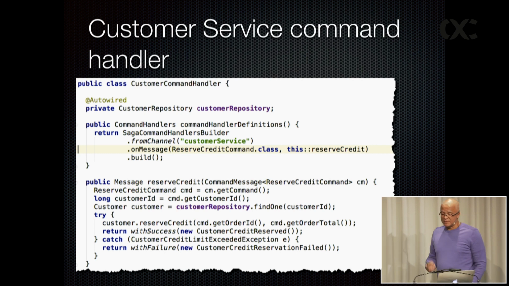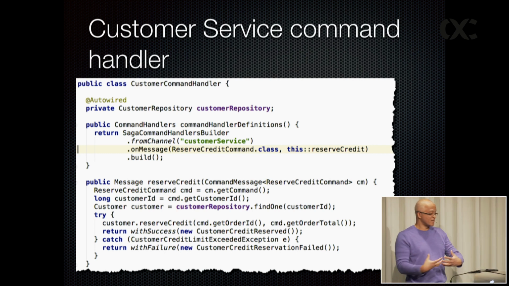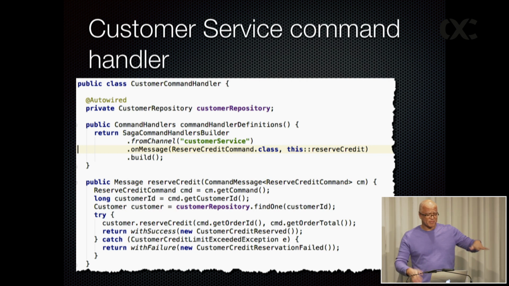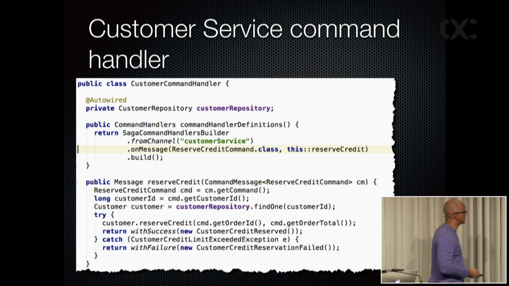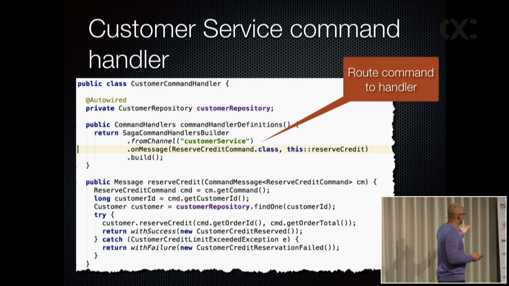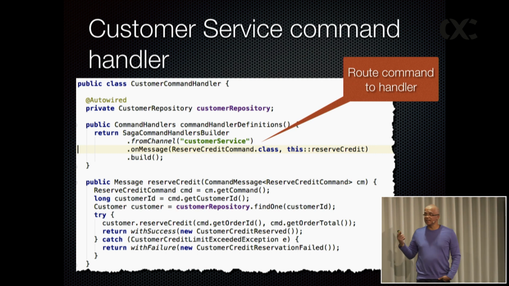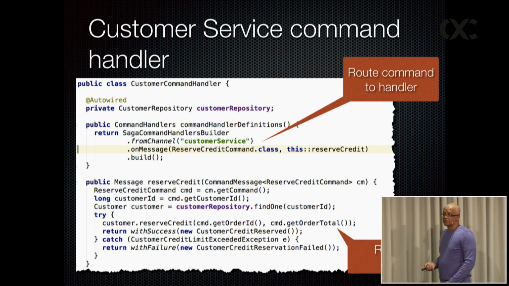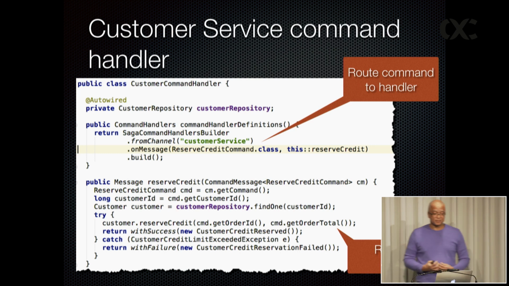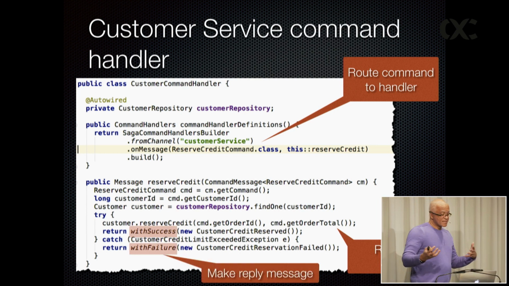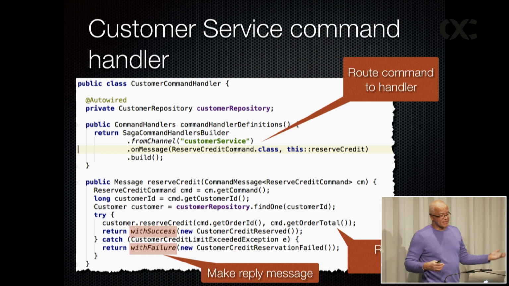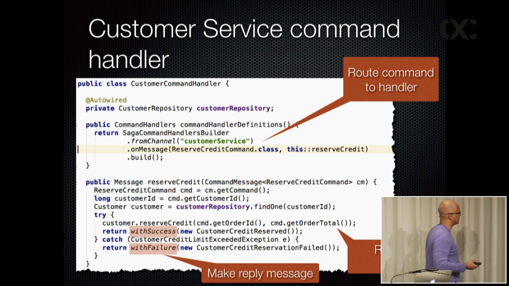And then the customer service is basically responding to command messages that it's receiving over a message broker. But this is all abstracted away by just defining a command handler for a particular type of message. And then what it's doing is trying to reserve credit for the specified customer. Based on the outcome, it's sending back either a success reply or a failure reply. If it succeeded, it sends back a success message saying, hey, the credit was reserved. Otherwise, it's sending back a failure message saying, I couldn't reserve credit because the credit limit had been exceeded.